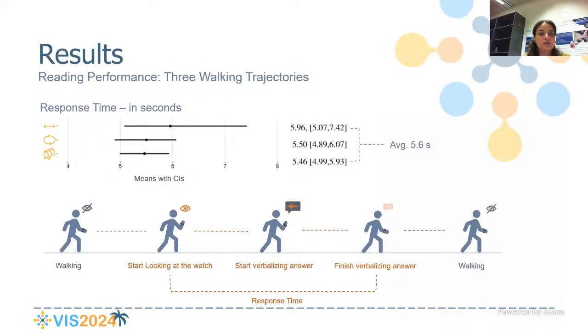Coming to the results. So we annotated the time participants took to verbalize their responses, starting from the moment their arms were in a stable reading position. For the 3 walking trajectories, the mean response time was on average 5.6 seconds, and we did not find any evidence of difference between the 3 conditions.